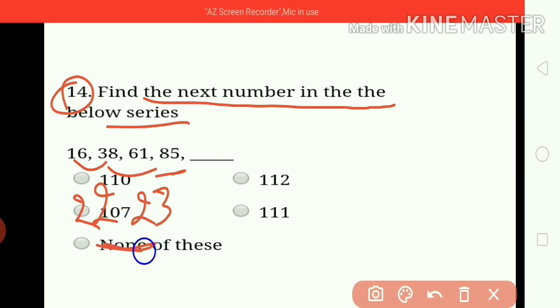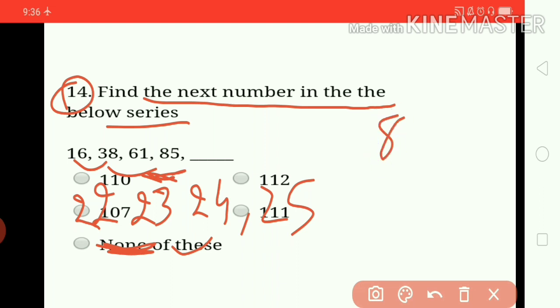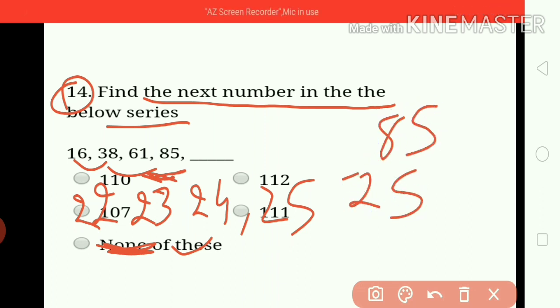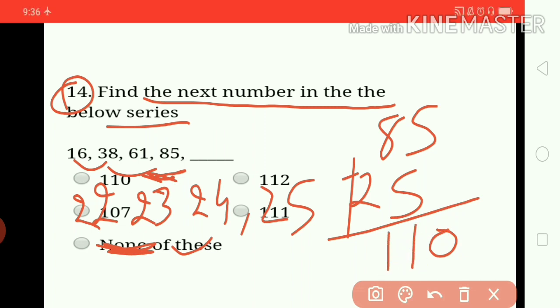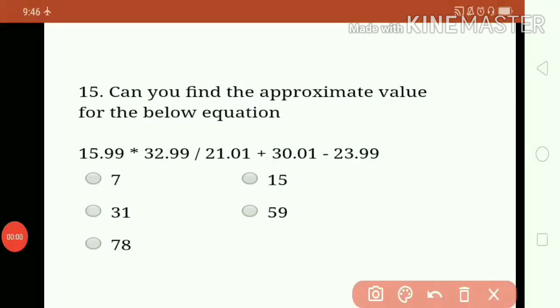So you see the consecutive numbers are the difference. Find the difference of these two. 5 minus 1 is 4, 8 minus 6 is 2. Again the consecutive increment is there. So the next number will be increased by 25, right? So 85 plus 25, we will get the next term. 5 and 5 is 10, 8 and 2 is 10, and 1 is 11. So it is 110. So this is the first option.